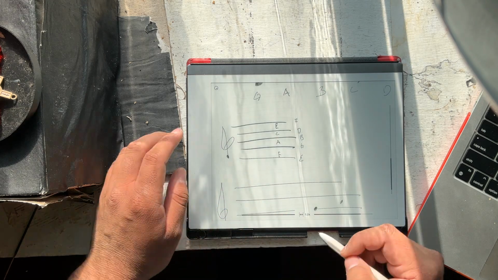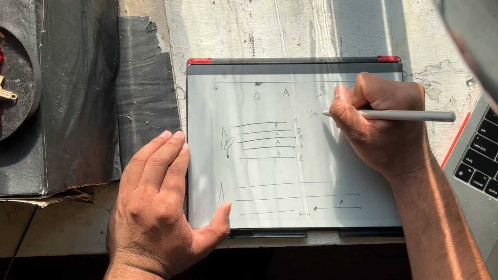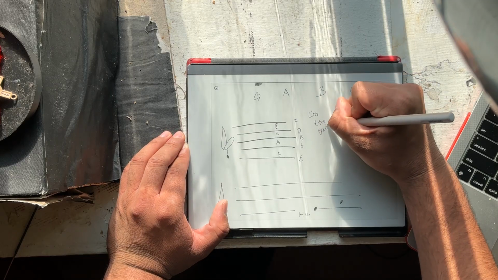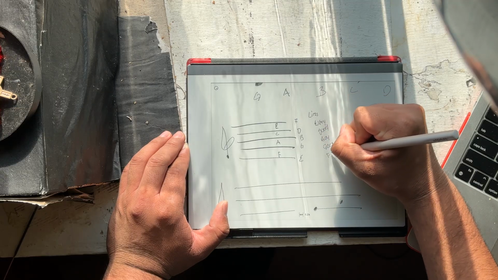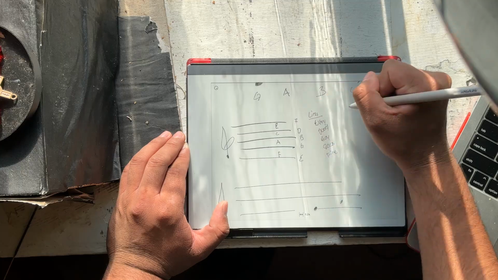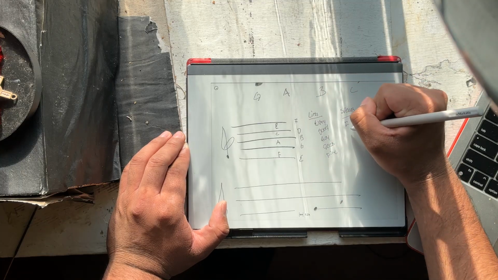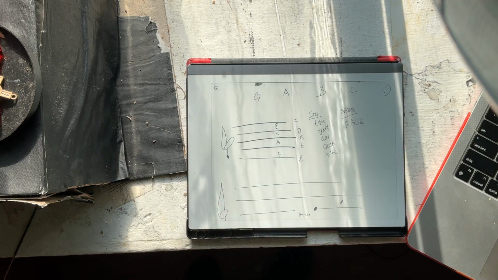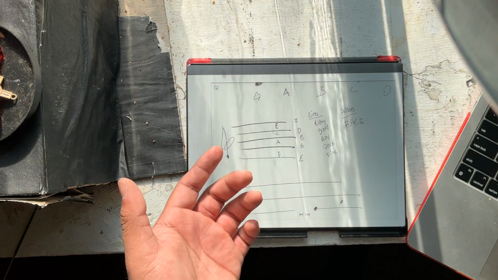Good question. For the lines in treble clef, every good boy does fine. And then for spaces, you use this one. F-A-C-E. Face. Every good boy does fine.